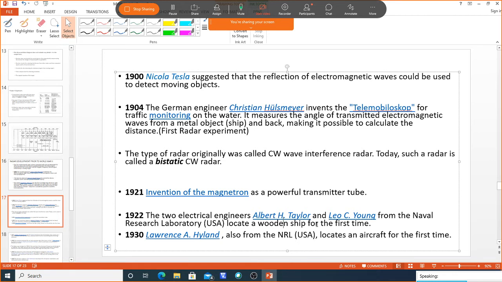They were given funding to detect whatever obstacle, whose size and shape of the target is in the order of meters. Later, in 1930, from the same lab, the Naval Research Laboratory, another scientist, Lawrence A.